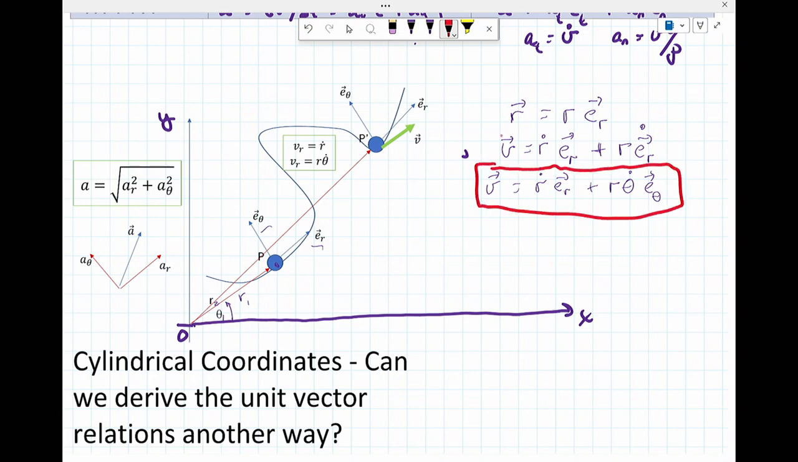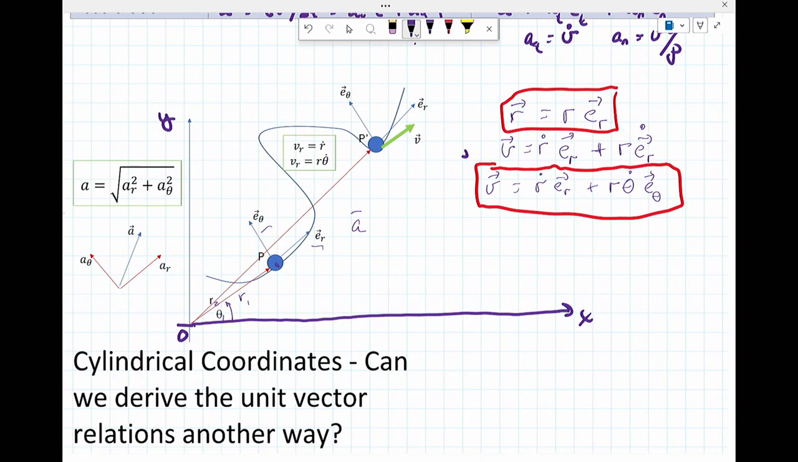This one's important. And you can see right away I'm going to face another problem. That next problem is that I will have to do the chain rule again to get acceleration. And when I do the acceleration, I'm going to end up with E theta dot and E r dot. So I already know what E r dot is. I just calculated it.